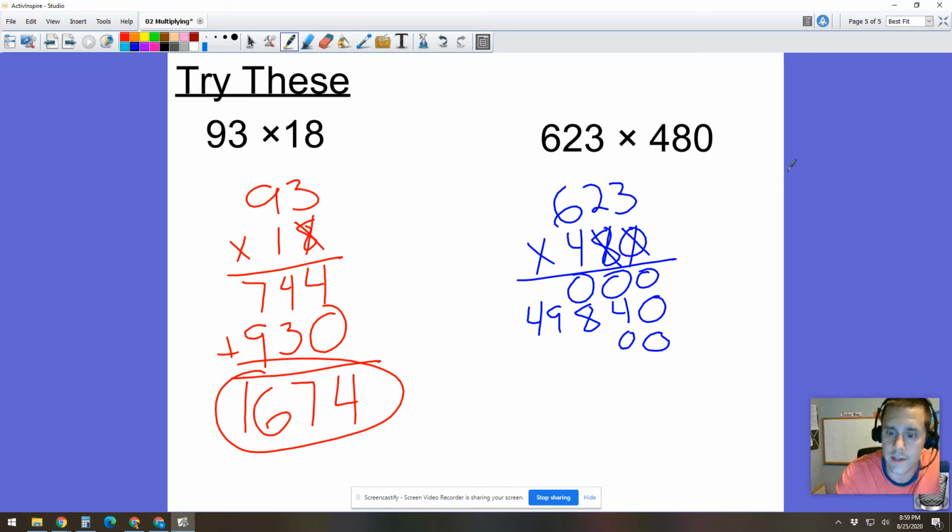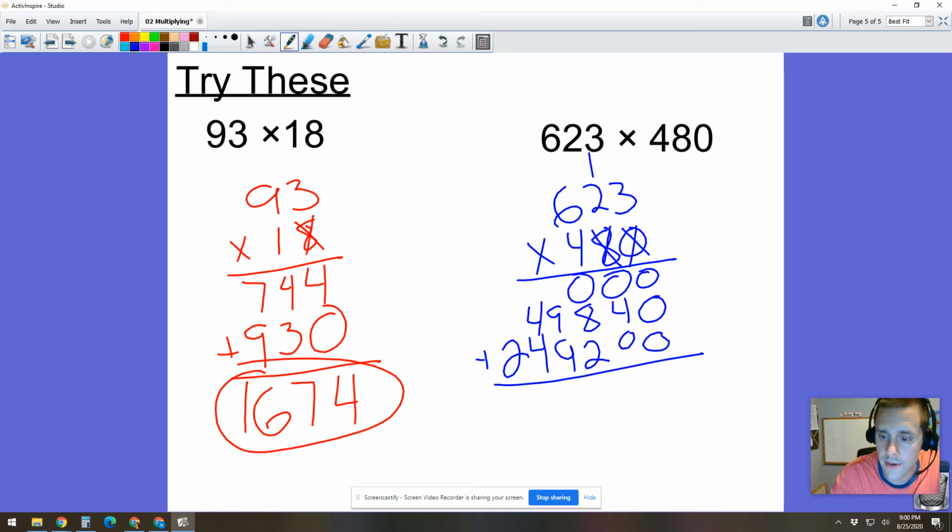4 times 3 is 12. I'm going to write the 2 and carry the 1. 4 times 2 is 8, plus 1 more is 9. And then finally, 4 times 6 is 24. All right, let's add these up to finish this problem off.